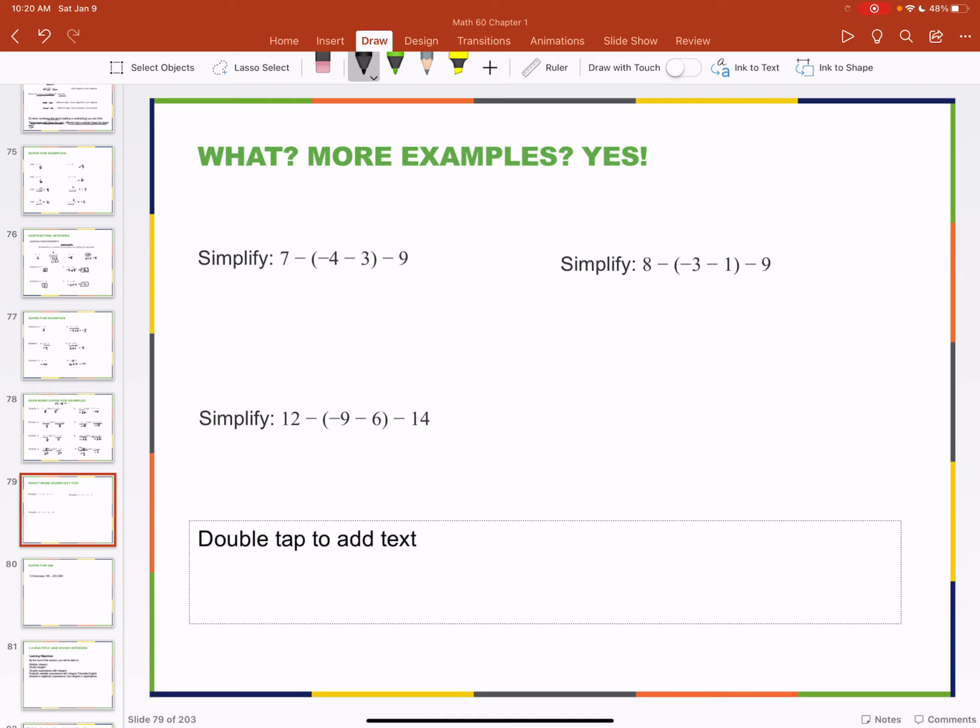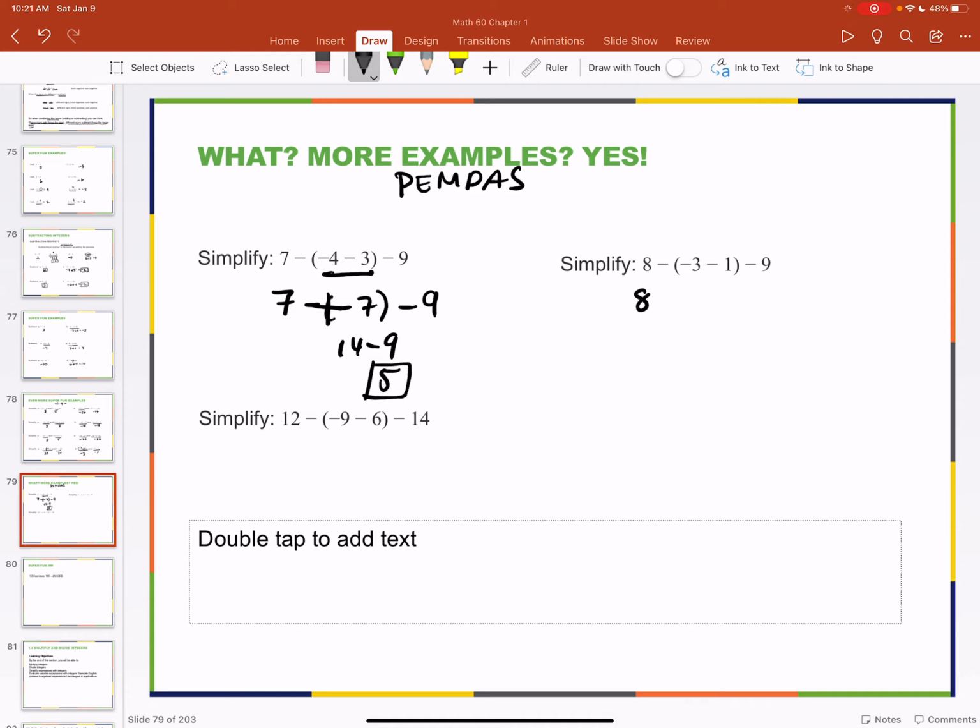Now let's use PEMDAS. PEMDAS, please excuse my dear Aunt Sally, that's order of operations. So we're going to do parentheses first. 7 minus, what's -4 minus 3, is -7, minus 9. Now this becomes a plus, right? So this is 7 plus 7, 14 minus 9, and then that is 5.